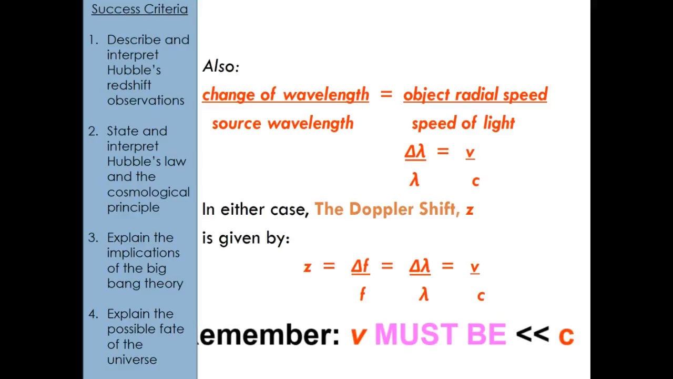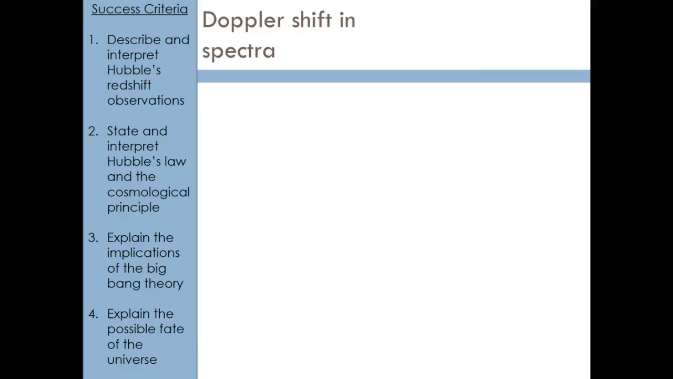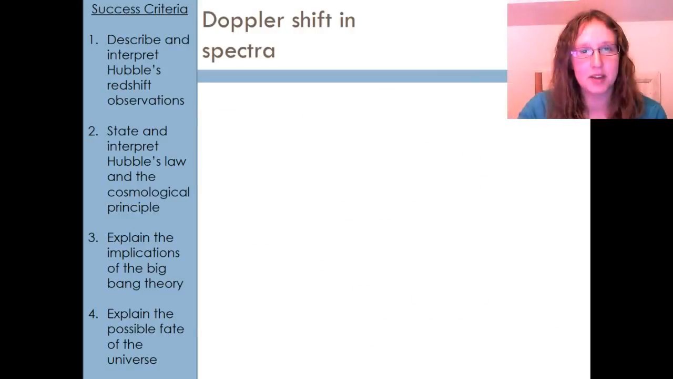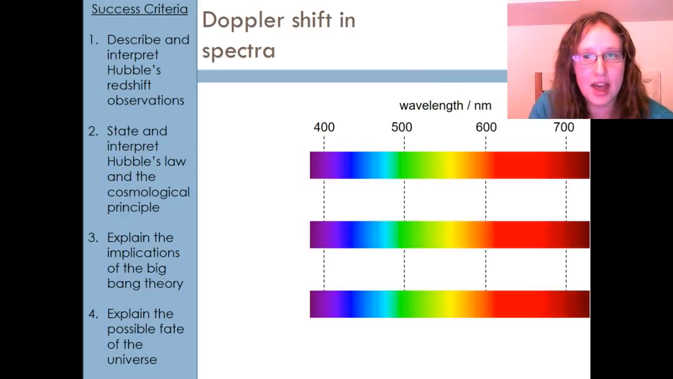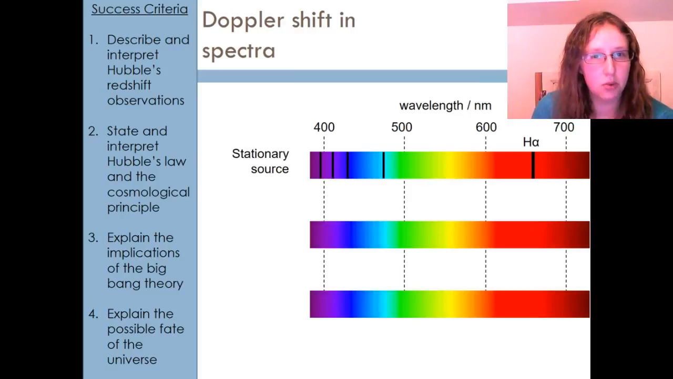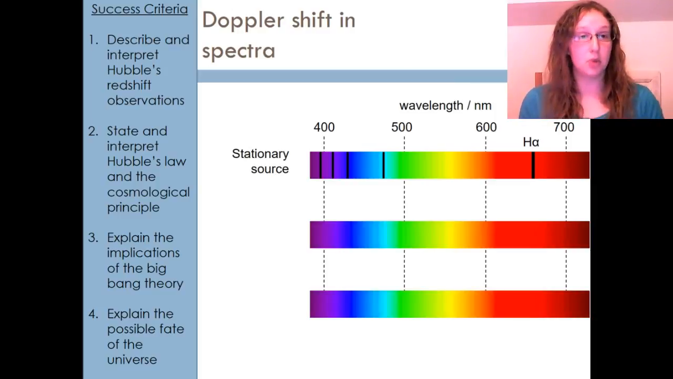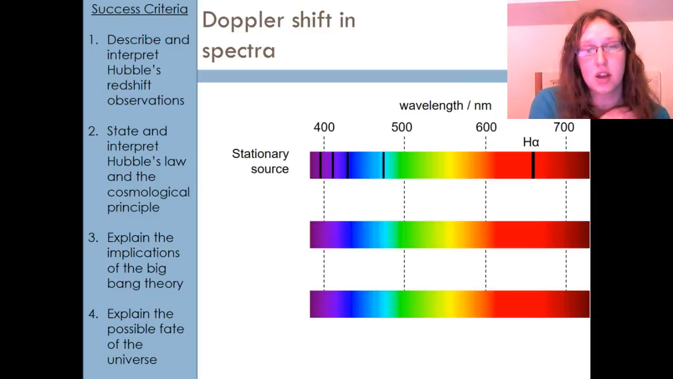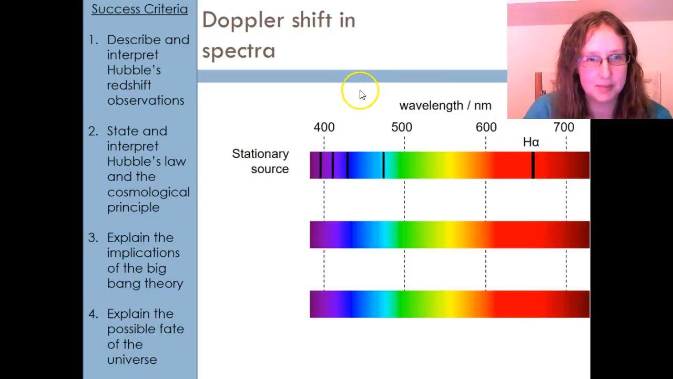Okay? So what this looks like when we have spectra is a little bit like this. So here I've got a continuous spectrum, and I'm going to make it go through something so that I can see an absorption spectrum. So if my source of light is stationary, I would expect the alpha hydrogen lines to be in these positions here. This is exactly where I would expect it to be.